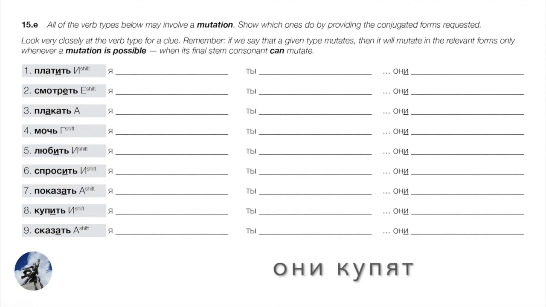Number nine, сказать. Another А verb. Mutations in all forms. The з mutates to ж, and we have shifting stress. So я скажу, ты скажешь, они скажут.